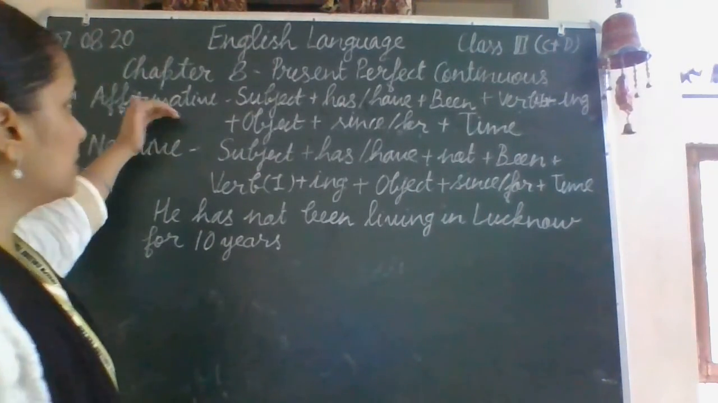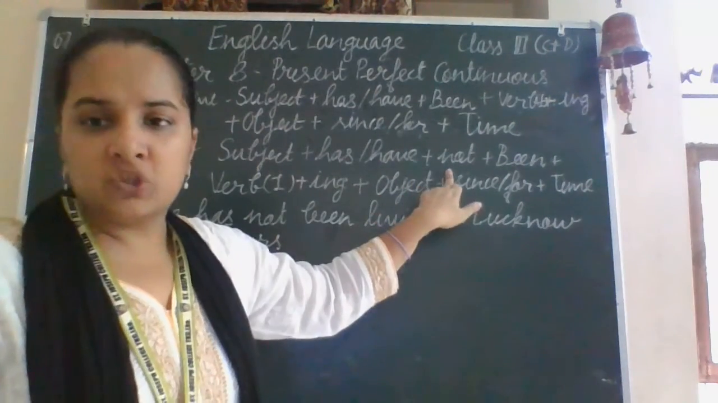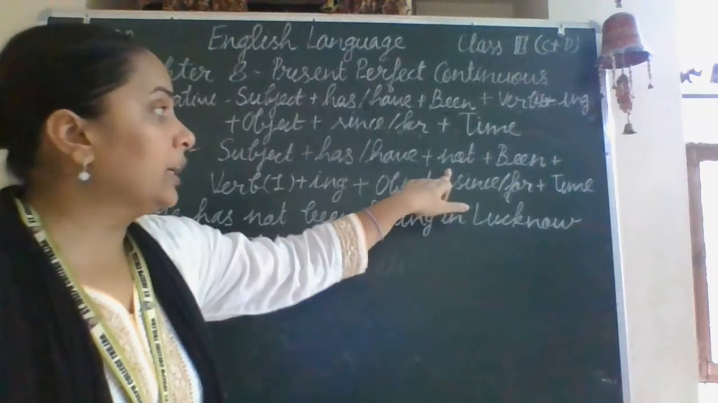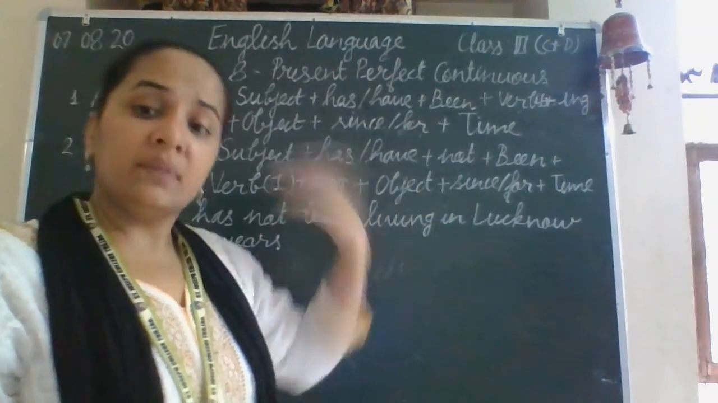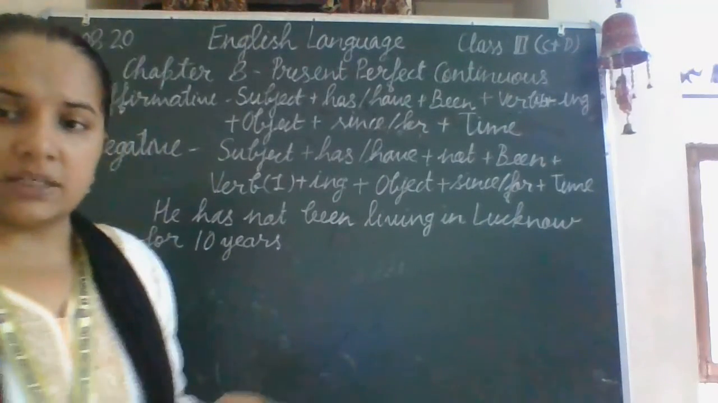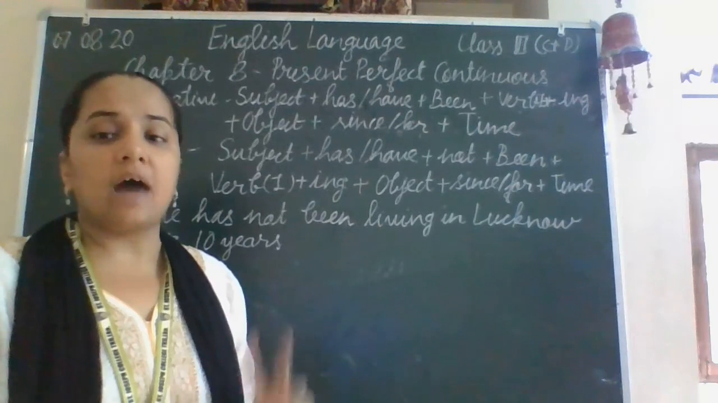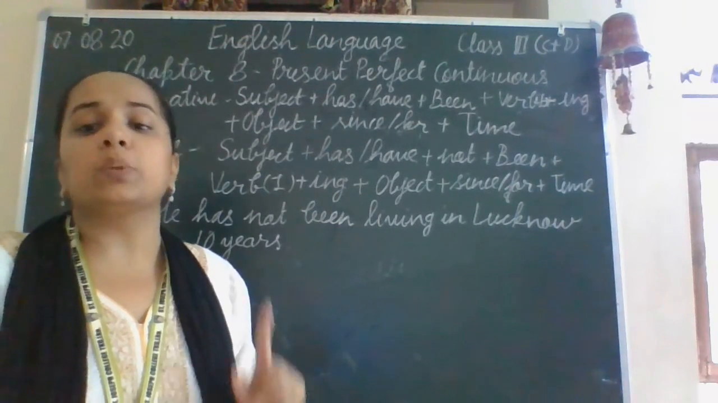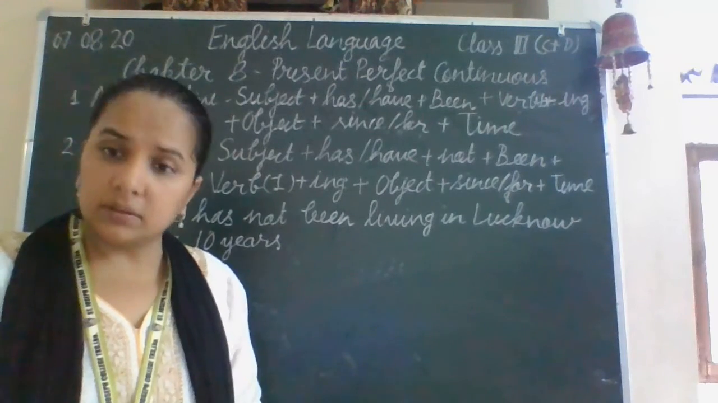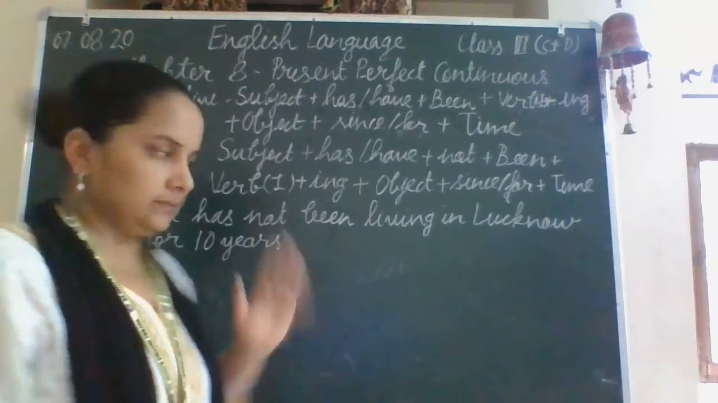So what is the change in the affirmative and the negative sentence? We just have to put the not word to make it negative. And not we will use after has or have. Now, the interrogative sentence, and for the interrogative sentence, again we will have two categories. The one which starts with the question word, and the other one which will start with the helping verb.